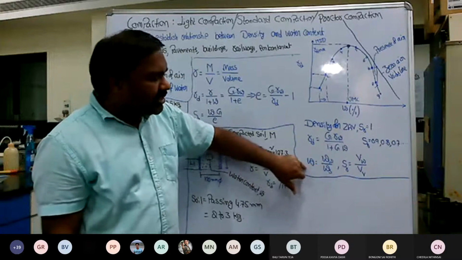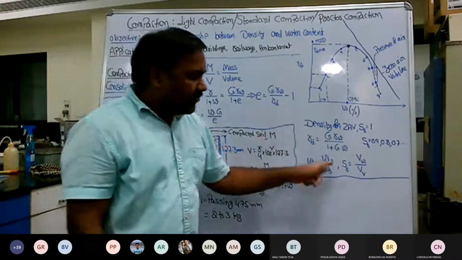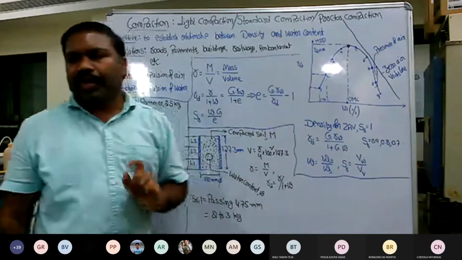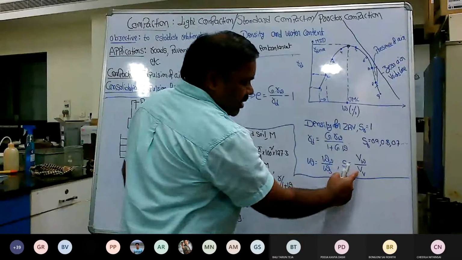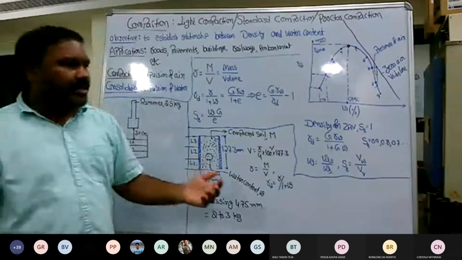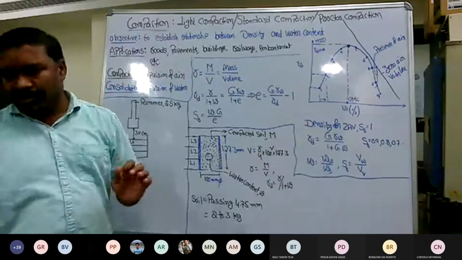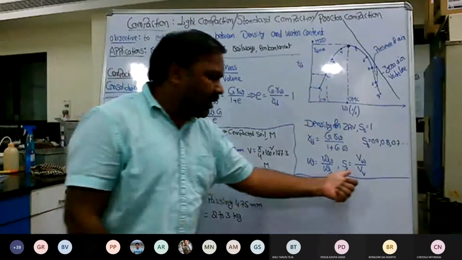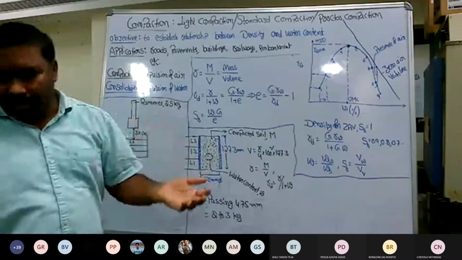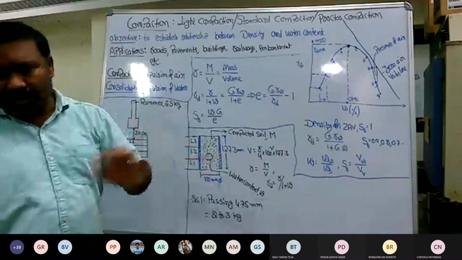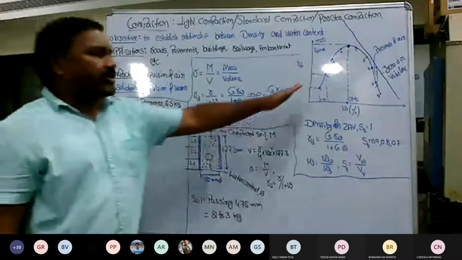So for every addition of the moisture content or the water content, there is a definite change in the degree of saturation. Meaning thereby some amount of the voids either get filled with the water or evacuated with evaporation. Something is happening. If it is filled with water, then the degree of saturation increases. If you dry it, the degree of saturation decreases. So this is the fundamental behind your compaction curve.